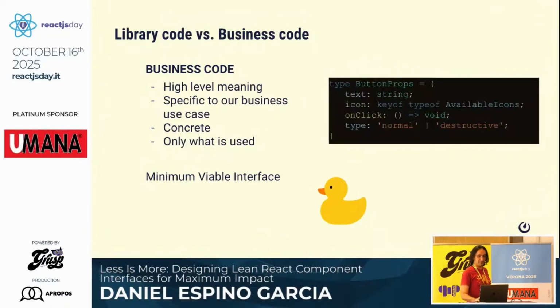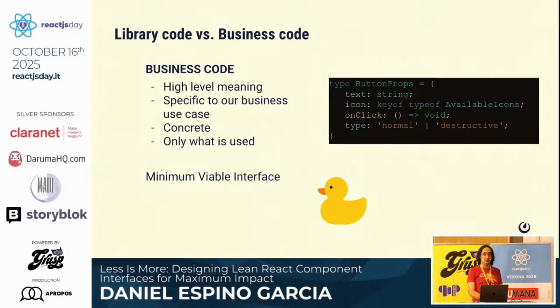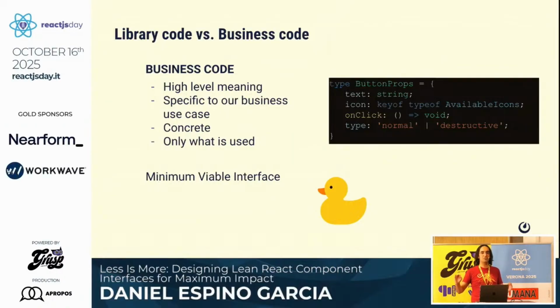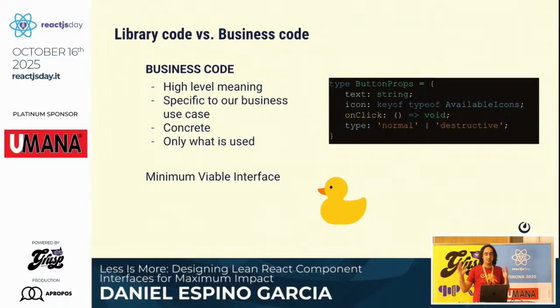And well, that's minimum viable interface, and that's a button with minimum viable interface. If you don't need more, you don't need more. It's just a text, the icon, whether it's enabled, what it does when you click, and whether it's normal or destructive. You don't need more. That's all the buttons you have in your app. Maybe you start adding other types of buttons, you start adding sizes, but maybe you don't. Maybe all the buttons are the same size. So just keep it simple.